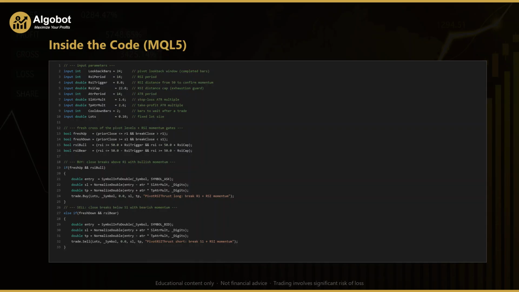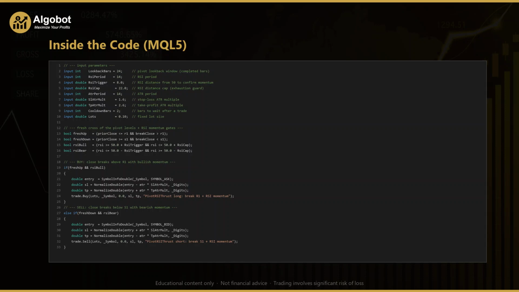LookbackBars is the pivot window, set to 24. RSI period is 14. RsiTrigger and RsiCap, 8 and 22, define the momentum band around 50. ATR period is 14, and the two ATR multiples, 1.6 and 2.6, size the stop loss and take profit. Cooldown bars is 2, and lots is the fixed trade size of 0.1.